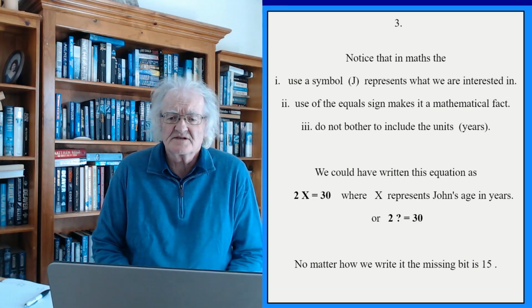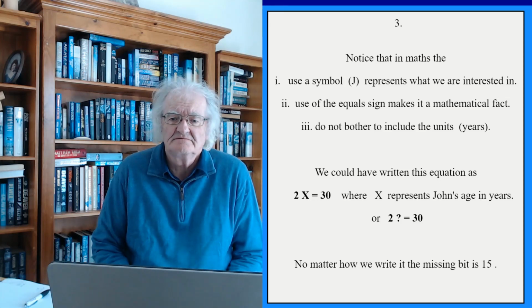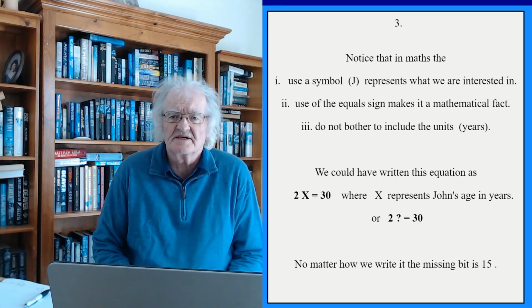We could have written this equation as 2x equals 30, where x represents John's age in years. Or we could have had 2 question mark equals 30, which means 2 times whatever the question mark represents is 30. No matter how we write the equation, the missing part is 15.